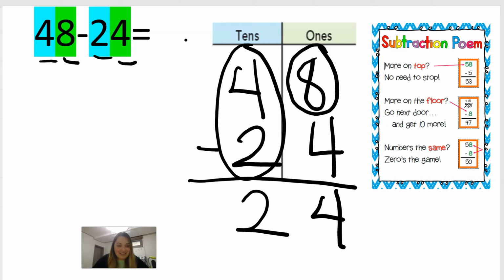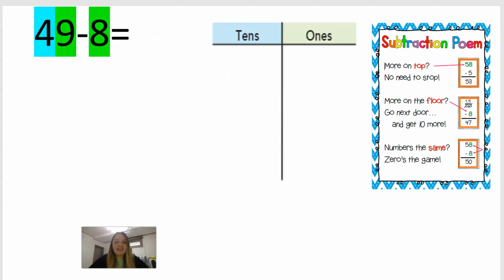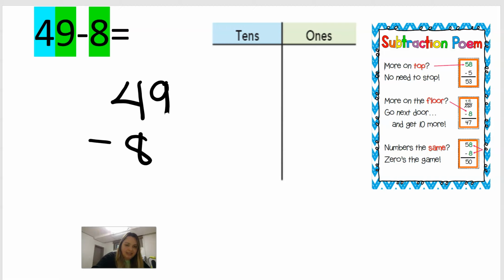Okay, the next one. 49 minus 8. Okay, so this one can get tricky. Let me show you what some students might do. They might do 49 minus 8, like that. Is that correct? No, that is not correct. Do you know why that is not correct?